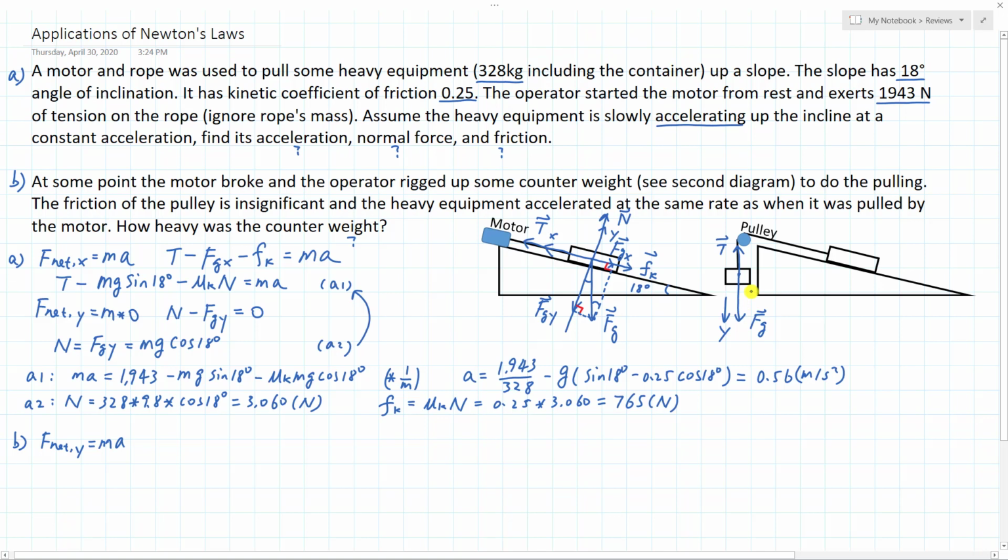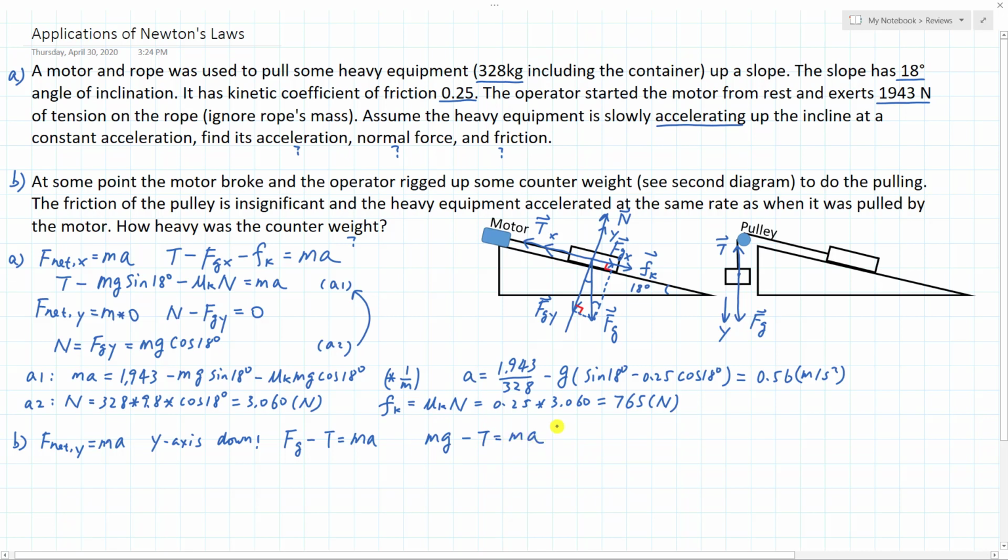Okay, so back to this equation. Because I chose Y axis down, that means all the downward forces will be positive and the upward forces will be negative. So this MA, this is the mass of the counterweight. The heavy equipment is no longer relevant here. So we have mass g, gravity minus tension equals ma.